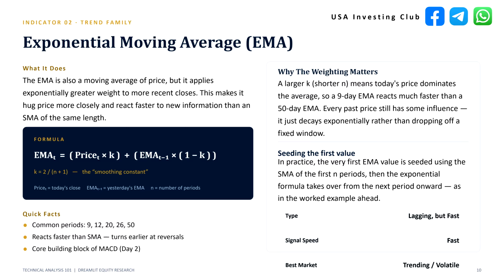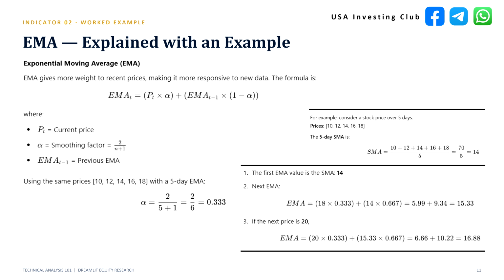Quick facts: common periods are 9, 12, 20, 26, and 50. It reacts faster than the SMA and turns earlier at reversals. And it's the core building block of MACD, which you'll meet on day 2. Now let's run the same year price data through a 10-day EMA and put it side by side, mentally, with the SMA you just calculated.